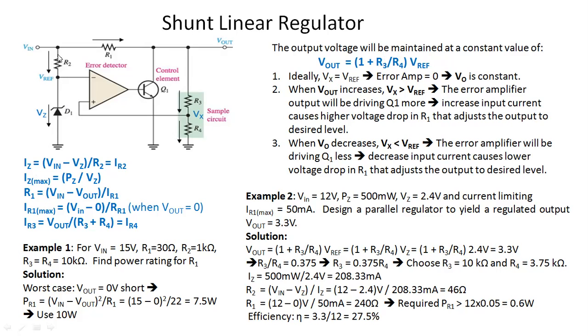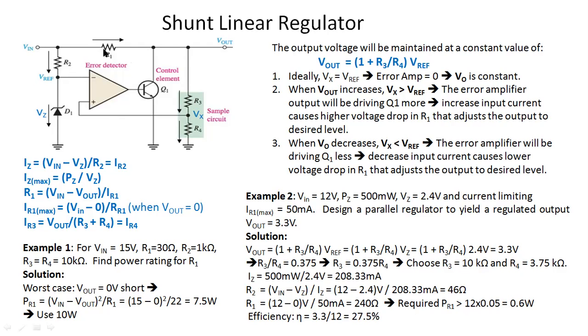How will you solve? You can solve according to any method. If you are using node analysis, you can solve here V in minus VZ or VREF upon R2, because here we have R2. So we can call this current IZ or you can call it IR2. You can calculate power, that will be Vz into Iz. You can rewrite that equation in the form of current.